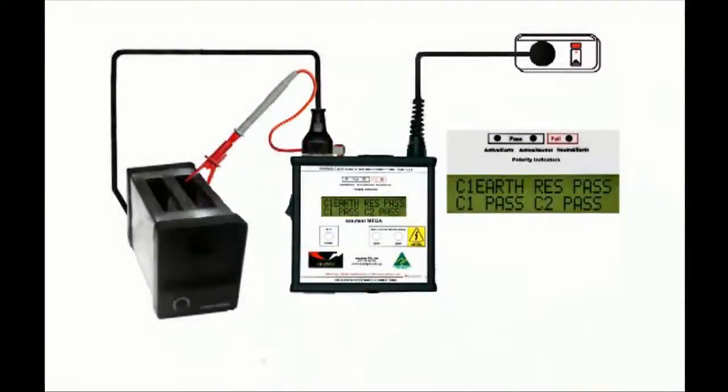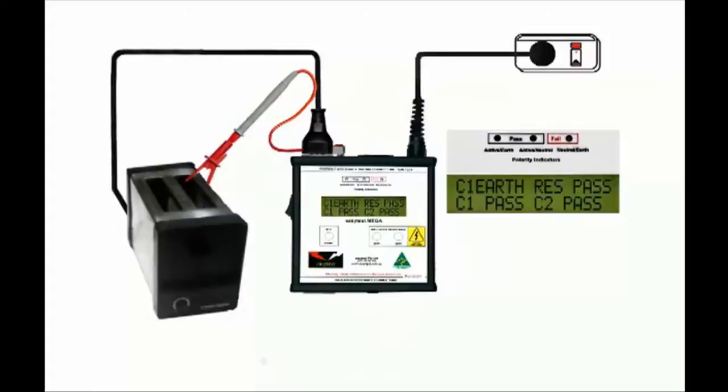Switch on the Easy Test Mega, and immediately we see that the earth resistance is tested and passed. And on the bottom line we have a class 1 pass, indicating that there's no leakage current, or if there's any, it's below the 5 mA safe level set by the Australian standard.